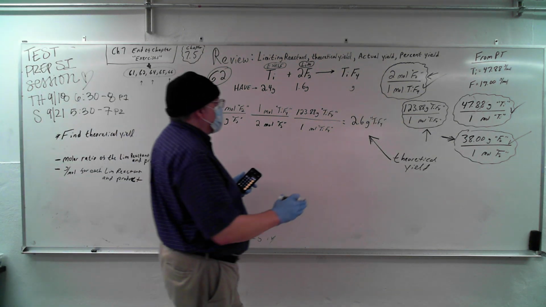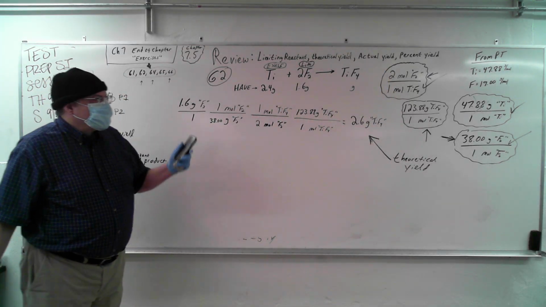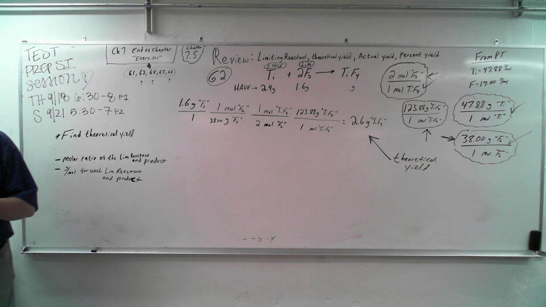62 doesn't say anything about an actual yield, so there's nothing else to do. It just asks us for the theoretical yield. Admittedly, it's a long walk, but that's how it's done. You guys okay?